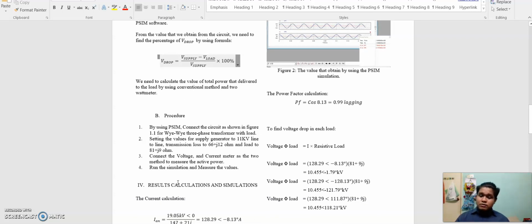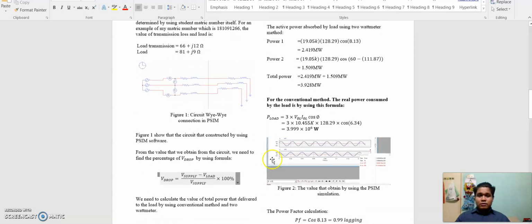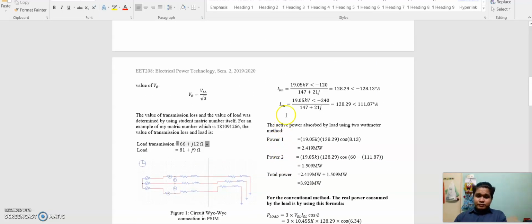Part 4, we go to result, calculation and simulation. Firstly, I will show the calculation. The current calculation has three parts because it has IAN, IBN, ICN. So this is the IAN calculation, and the final answer is 128.29, angle negative 8.13 ampere. So we go to IBN.